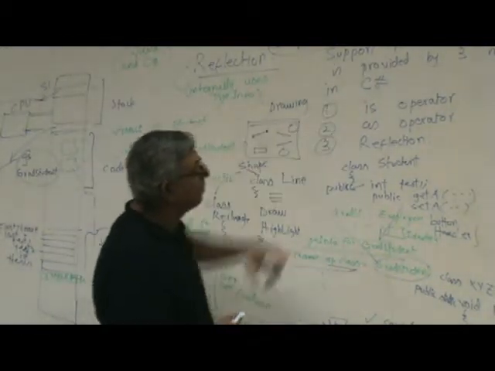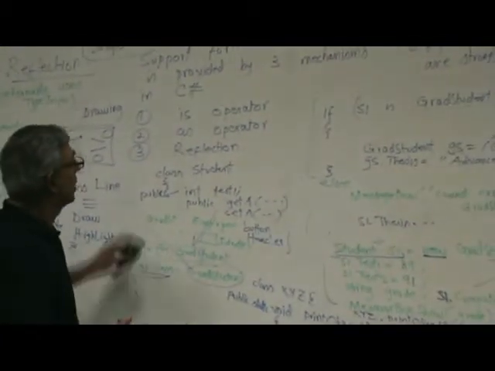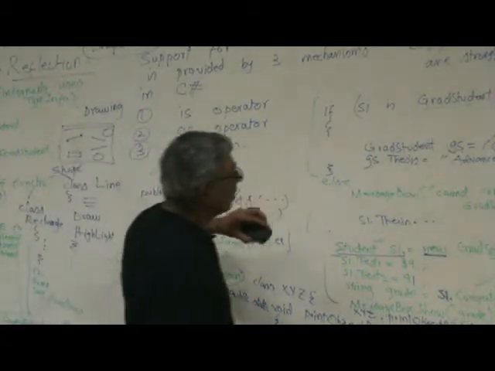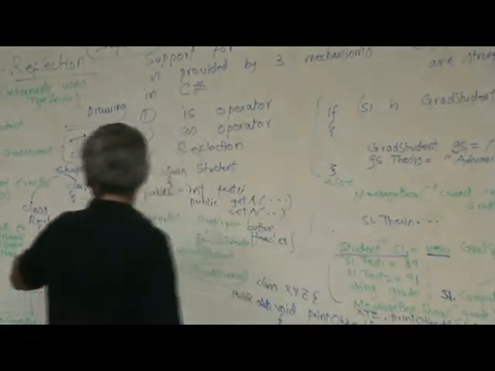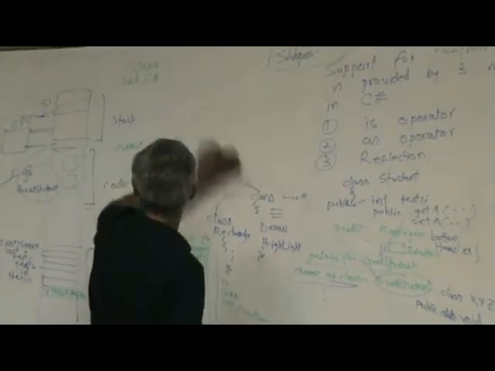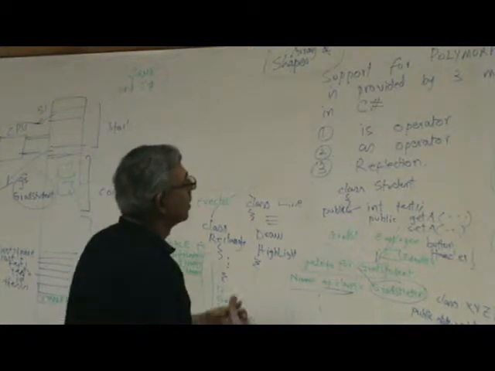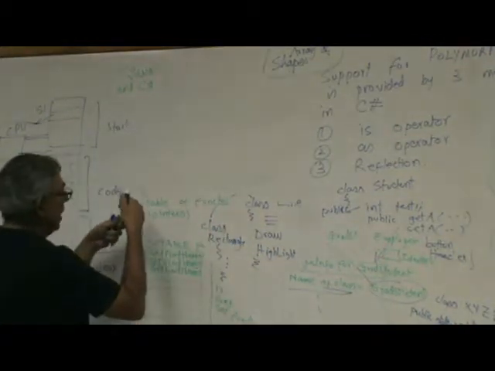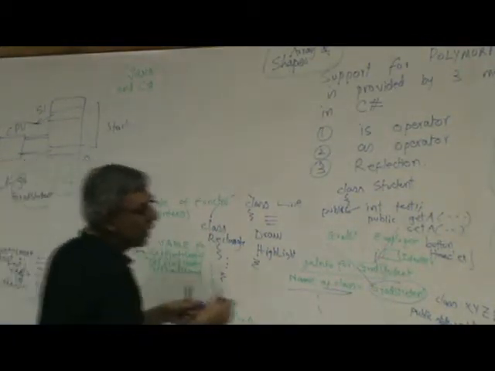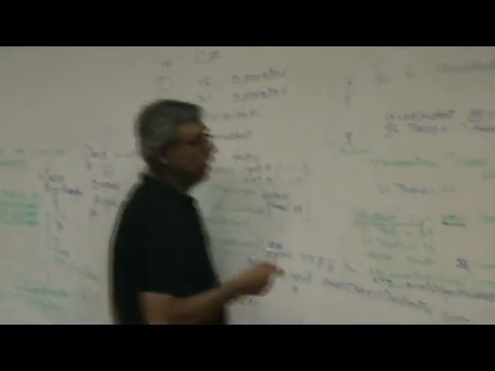Okay, so coming back over here, that was the is operator. Now let me show you the similar code using as operator. So the code for as operator will look something like, okay, something like this. Okay, so again, pretend we've already written this S1 equal to new grad student, and we wanted to set the thesis.